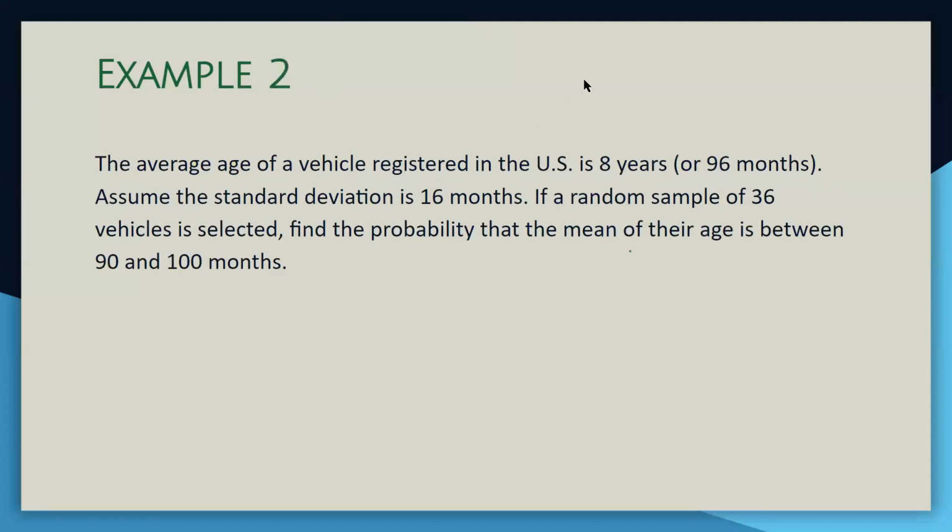Okay, so next example says the average age of a vehicle registered in the US is 8 years or 96 months. Assume the standard deviation is 16 months. If a random sample of 36 vehicles is selected, find the probability that the mean of their age is between 90 and 100 months.